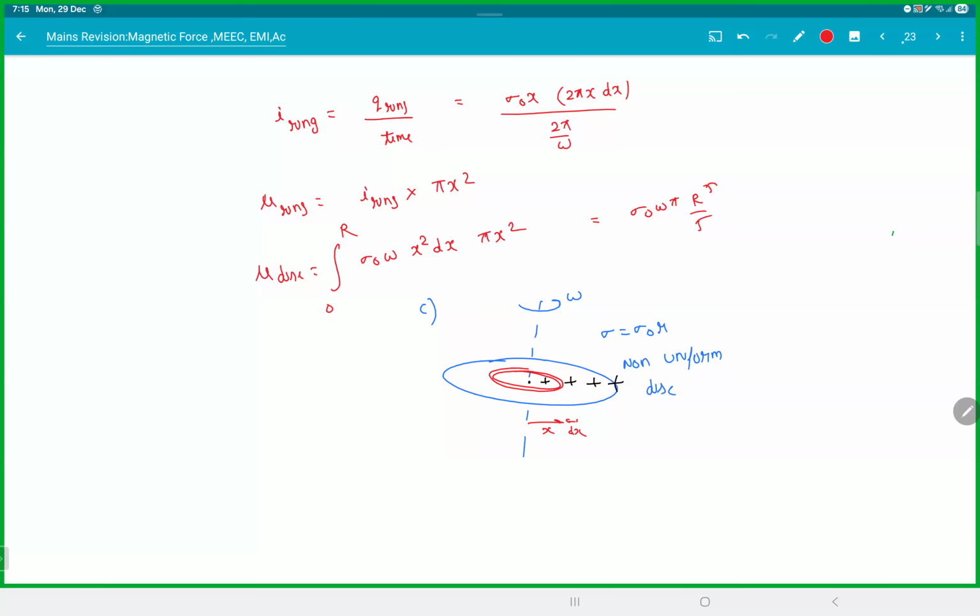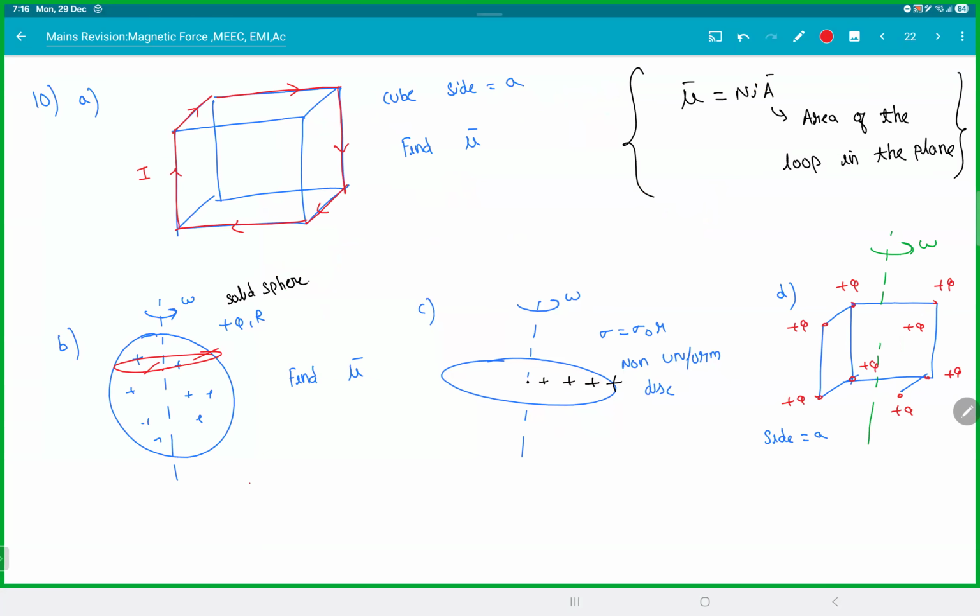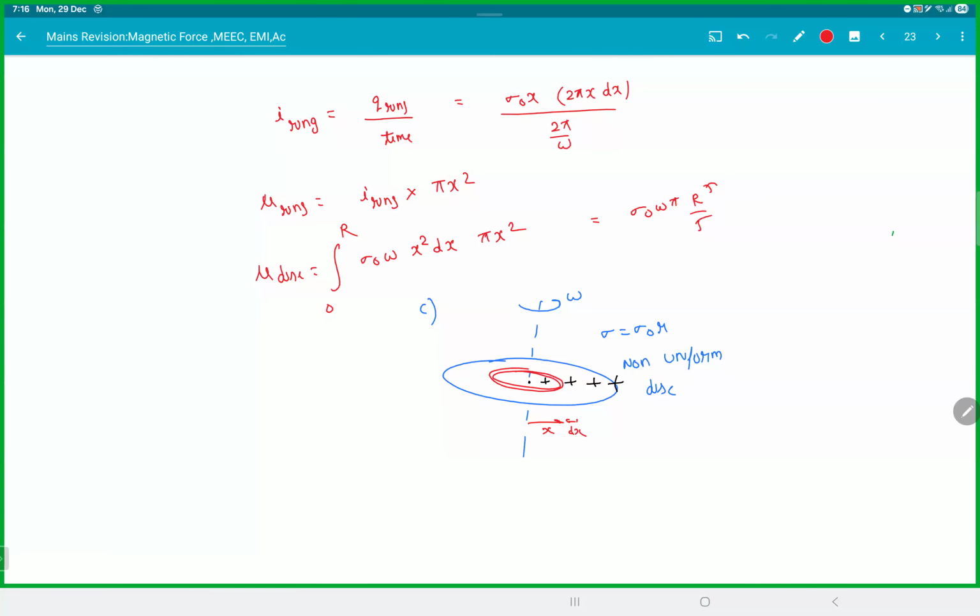Now imagine if you don't know that formula and you have to do it for a solid sphere, you will die. For a solid sphere, first you have to find for a hollow shell, or you have to find for a disk, and then you have to integrate all the disks. It's really complex. It takes a lot of time if you have to integrate for a solid sphere or a hollow shell. Disk is still manageable at a mains level.